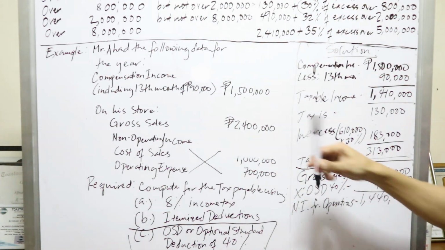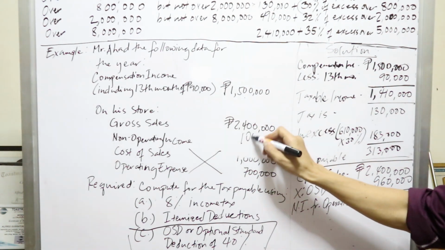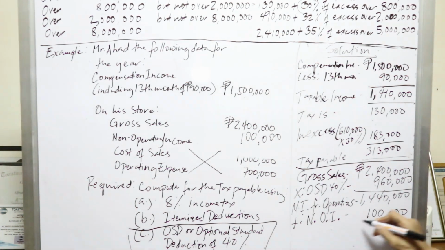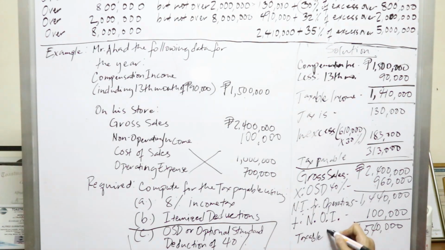Now, meron tayong non-operating income. Magkano po yan? Hindi nakalagay. Pero ilalagay natin dito, 100,000. So, incidentally, hindi na natin kasama itong cost of sales at operating expense, kasi since optional standard deduction na yung ginamit natin, 40% na lang ng gross sales. So, nakuha natin yung net income from operations of 1,440,000. Ia-add natin yung non-operating income, NOI na lang. Magkano yun? 100,000. So, kukunin mo lang yung total niyan, 1,440,000 plus non-operating income of 100,000 will give you 1,540,000. What do you call this? This is your taxable income. So, dito ka magbabase ng tax.